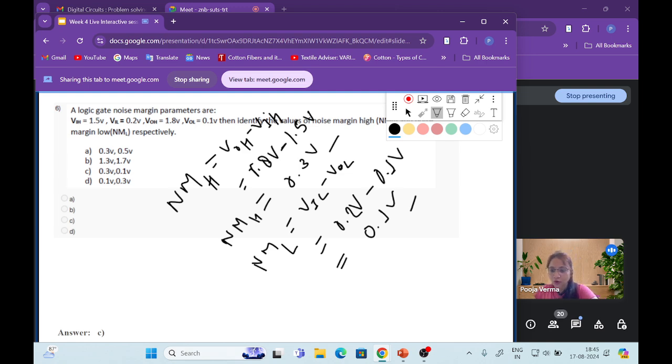So let's see in the options which one is correct. That is option C, 0.3 volt and 0.1 volt. Option C is the correct option. So this is the formula for noise margin at high level and noise margin at low level. Here I represents the input and O represents the output.